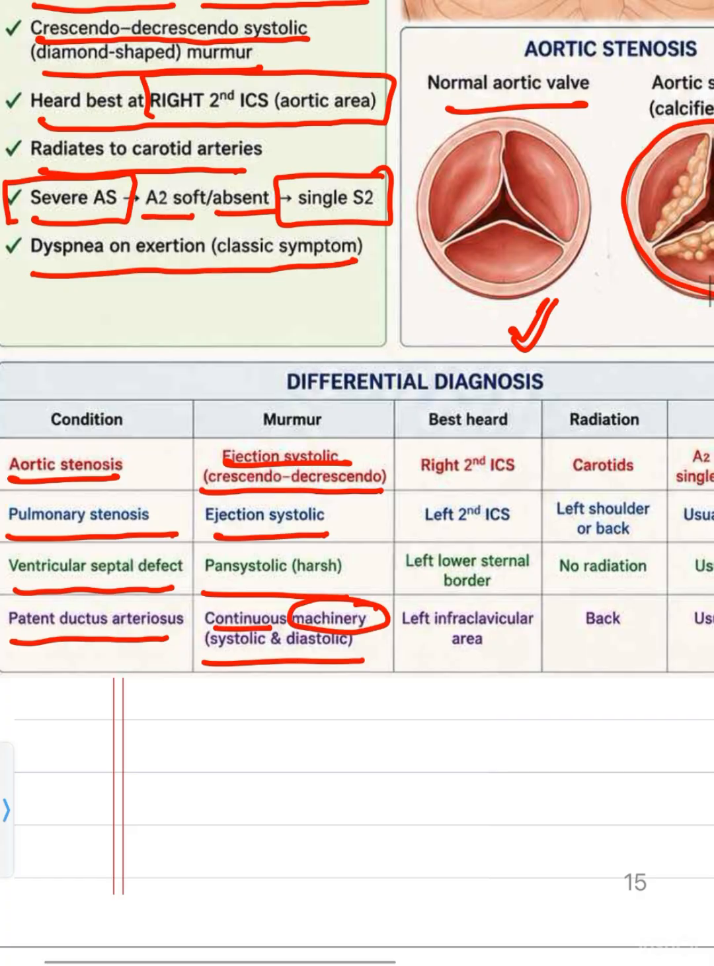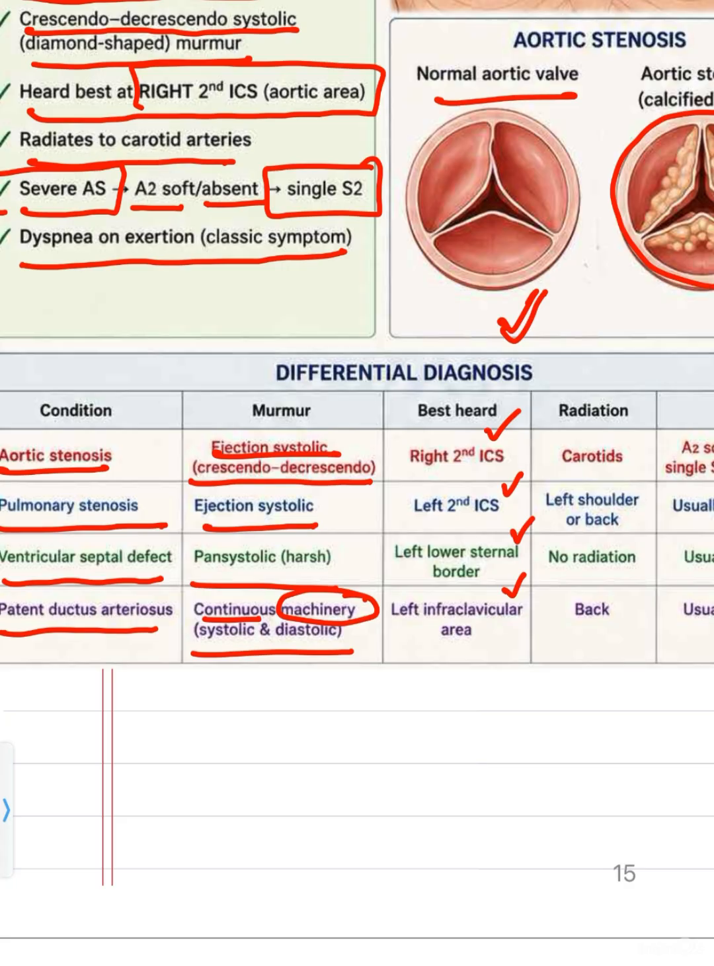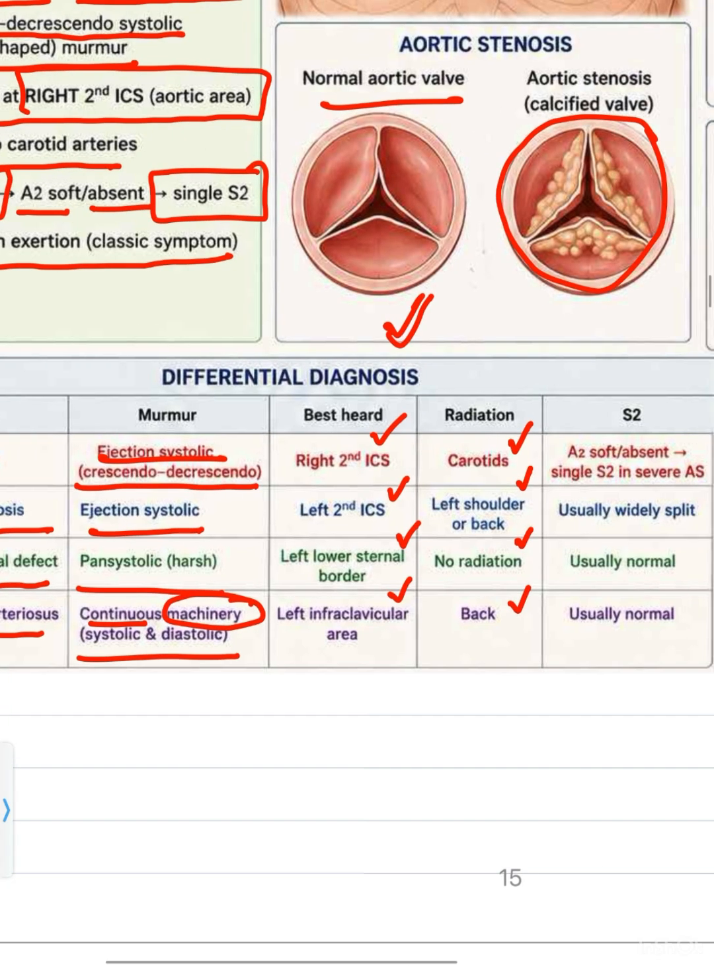Aortic stenosis will be best heard in the right second intercostal space, because that is the aortic area of auscultation. Pulmonary stenosis will be heard in the left second intercostal space, because it is the pulmonary area. VSD will be heard at the left lower sternal border, and a patent PDA in the left infraclavicular area. Regarding radiation, the aortic stenosis murmur radiates to the carotids. In pulmonary stenosis, it radiates to the left shoulder or back. VSD has no radiation, and PDA radiates to the back.